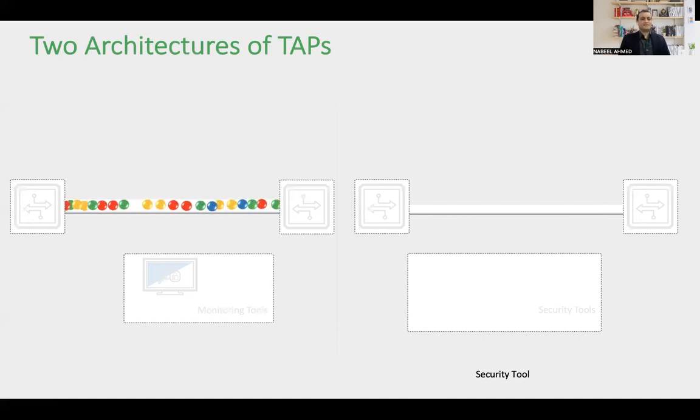Okay. The two architectures of taps, number one on the left side. Let's take these two switches exchanging a lot of data. And you can see this color ball is actually data packets.